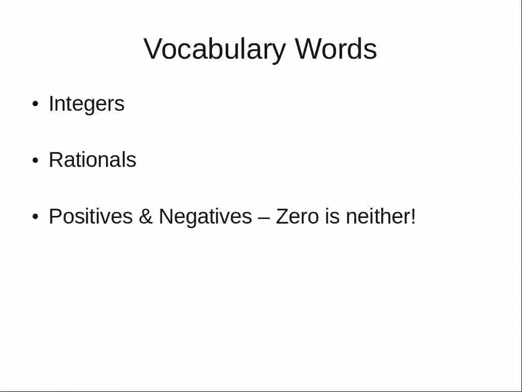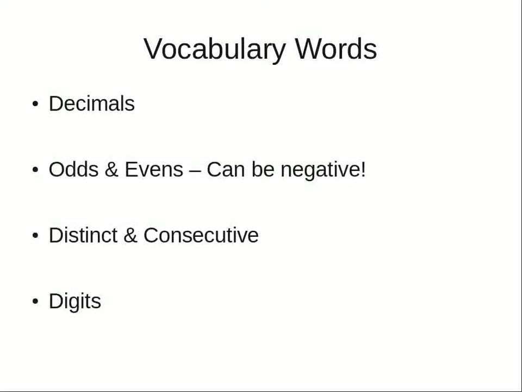Positives and negatives. Positives are numbers greater than 0. Negatives are numbers less than 0. Okay? Notice that 0 is neither positive nor negative. Please also remember when you're taking the SAT and you're looking for a positive or a negative number that answers some question, don't forget that rationals are also positive and negative.